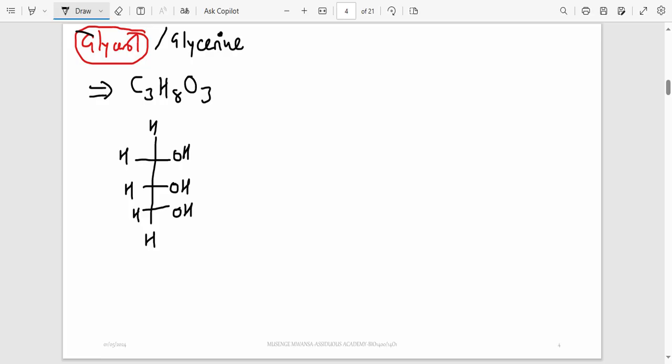Another thing is that because it has these OH functional groups, these bonds are polar. So this makes this molecule also polar. All right. So it can dissolve in water.